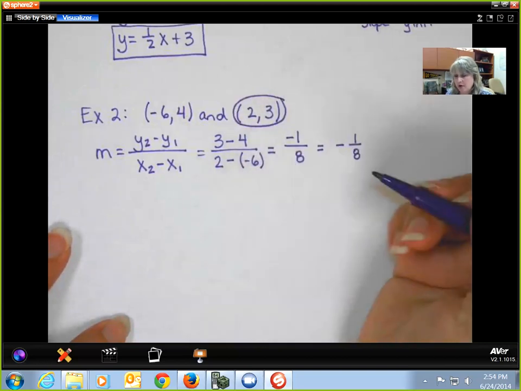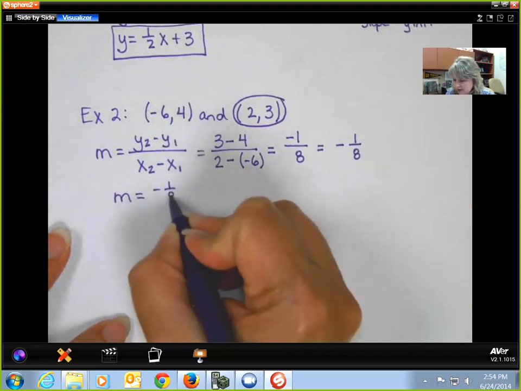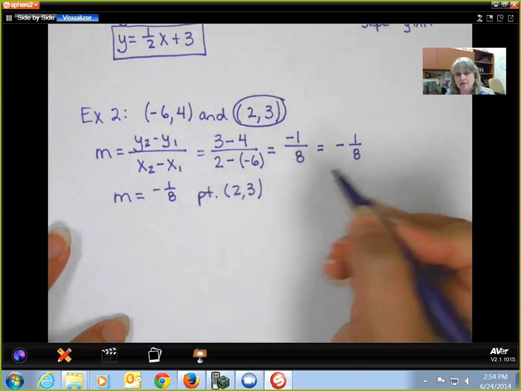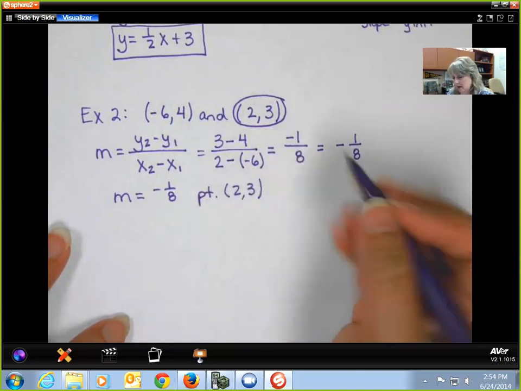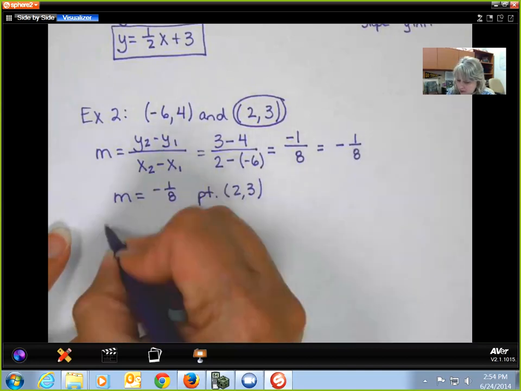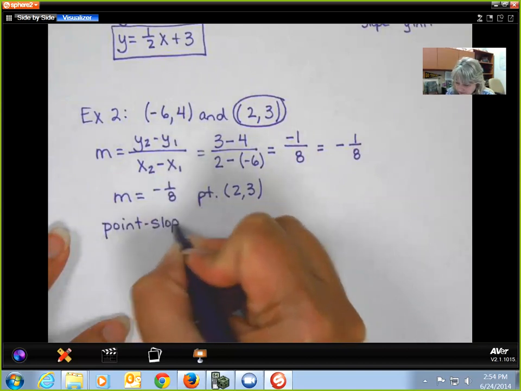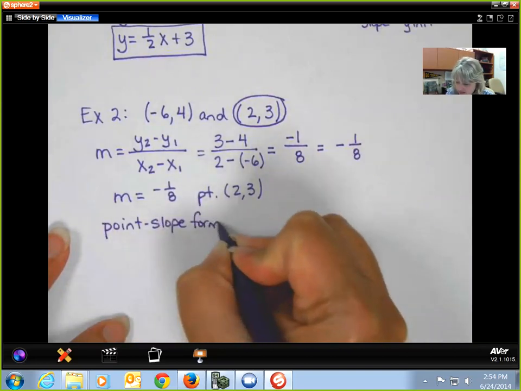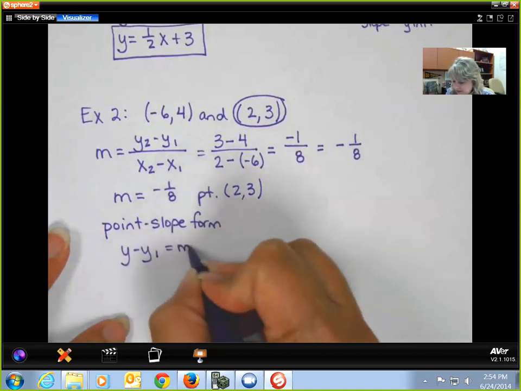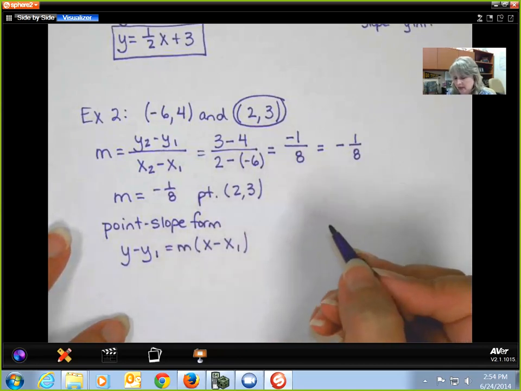Okay, so now we know that we have a slope of -1/8, and we're going to use the point, say, (2, 3). So when you're given slope and a point on your line that's not the y-intercept, you need to use point slope form. Okay, point slope form. And that is y minus y sub 1 equals m times x minus x sub 1. And then you're just going to plug in your values.